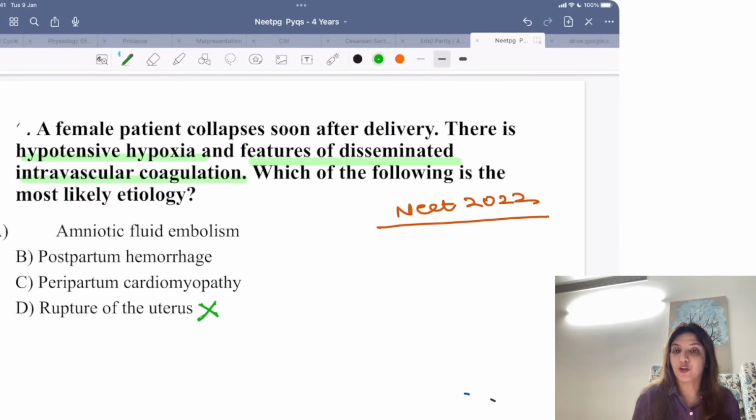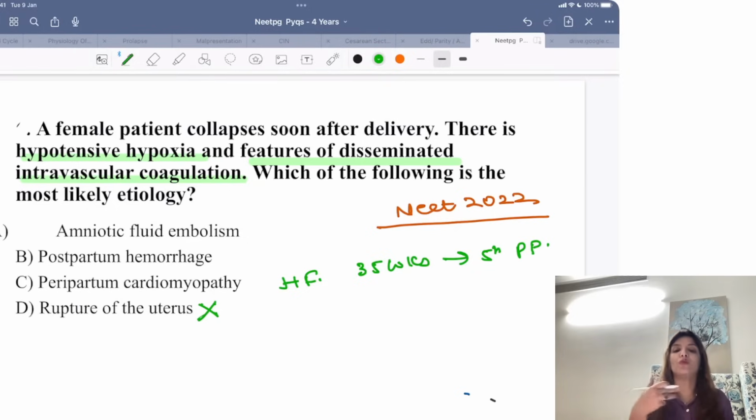Coming to peripartum cardiomyopathy, what do you get in peripartum cardiomyopathy? The patient is going to have heart failure, and this heart failure happens in an absolutely normal female who did not have any previous heart disease, between 35 weeks of pregnancy to the 5th month postpartum, right? But in peripartum cardiomyopathy, you will never get features of DIC. So, peripartum cardiomyopathy is ruled out. You are going to get heart failure, but you are not going to get DIC, right?